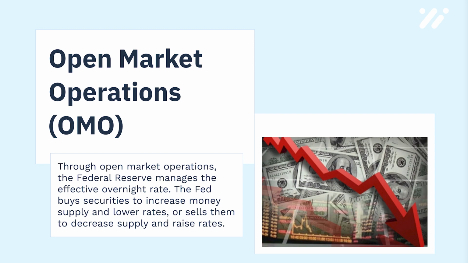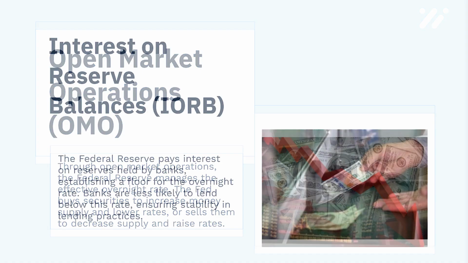Another is open market operations, OMO. The Federal Reserve uses open market operations to steer the effective overnight rate toward the target range. This is achieved by buying securities, which increases the money supply, lowers interest rates, and stimulates borrowing and spending, and also by selling securities, which decreases the money supply, raises interest rates, and helps cool down economic activity.